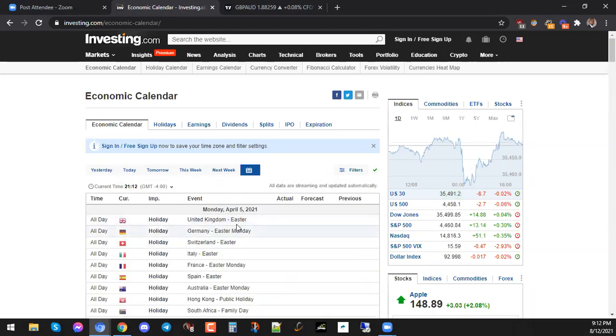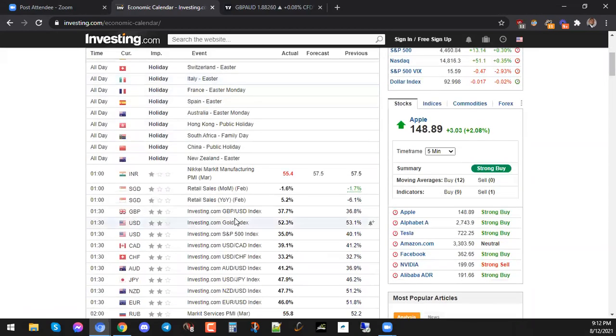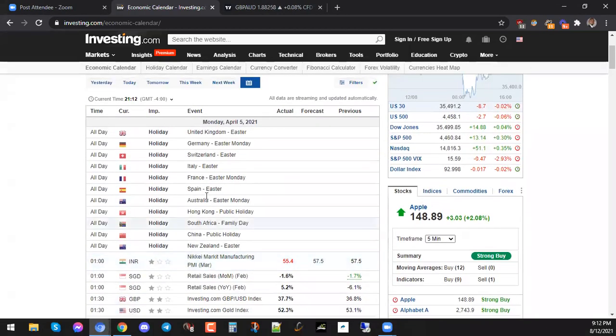Okay, so let's start from April 5th. Now, I'm gonna use the euro dollar, US dollar as an example, okay? We're looking at the European session. Most of us are from the European session and the US session, right? So we're gonna use the instruments from the European session and the US session. So euro, US dollar would make for a great example, okay?